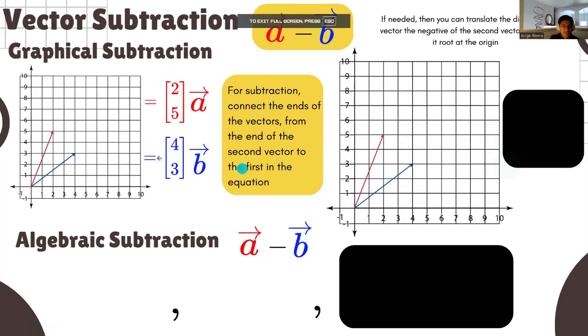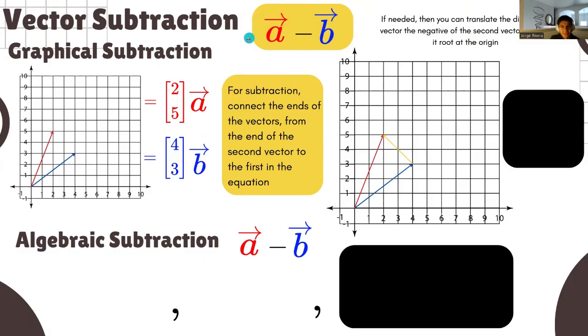So we have these two vectors, they're the same thing. For subtraction, connect the ends of the vectors, from the end of the second vector to the first. All right, so what does that mean? So here we have this. So for subtraction, connect the ends of the vectors. So we have this end right here, right? And this end right here, from the end of the second vector.